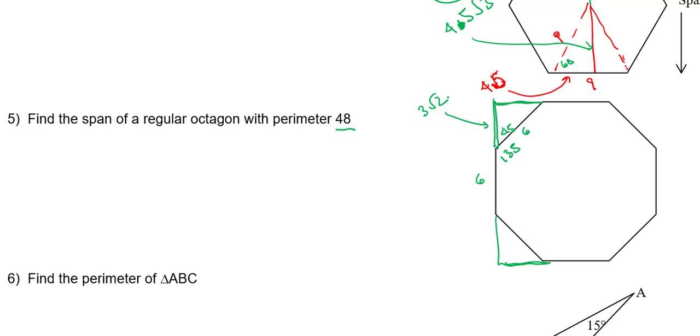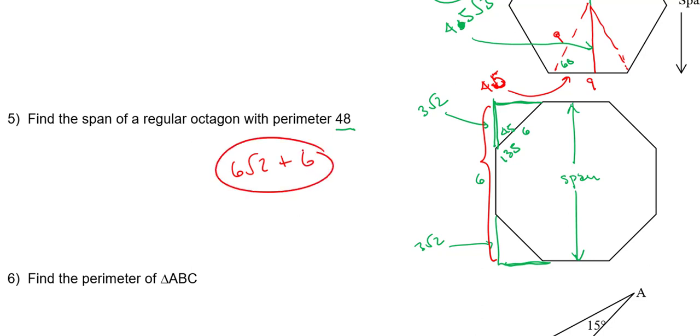And we're looking for the span, which is from here all the way to here. So now I know that this is 3 root 2 right here. And so the span is going to be the same as the length of this entire side right there. So it's going to be 6 root 2 plus 6, and that'll be my span.